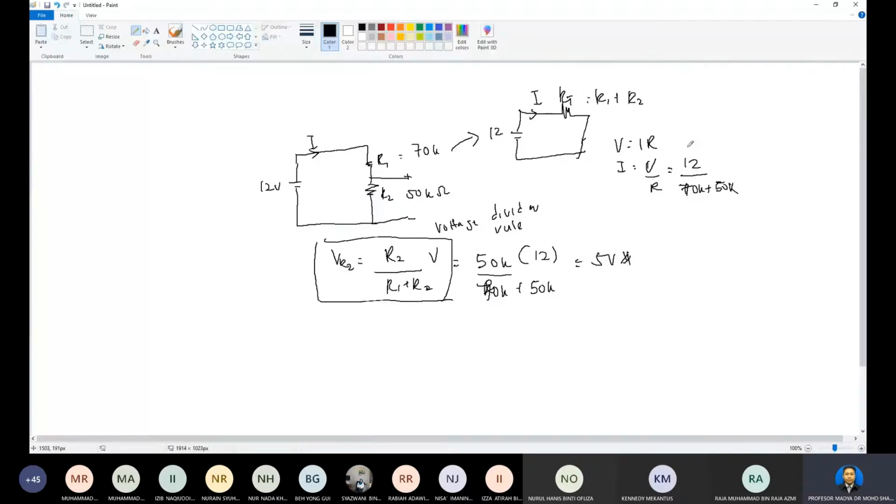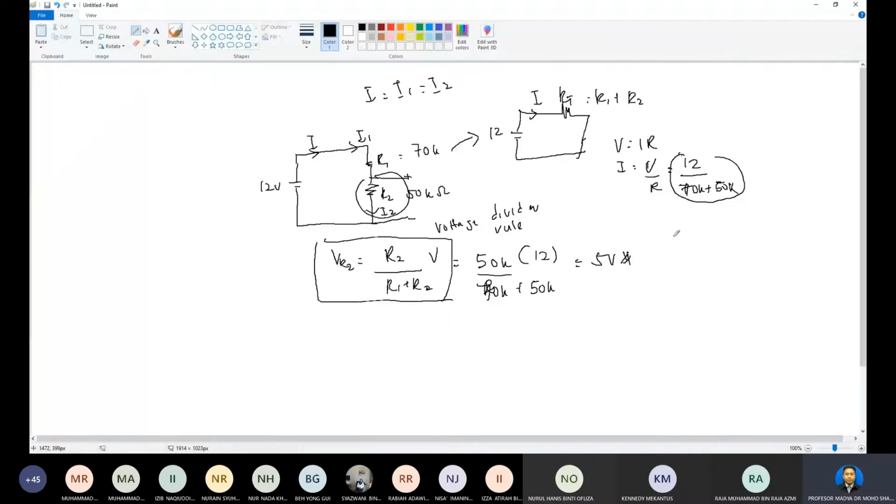That's why you have to remember, current in series will be the same. So the current here and the current here is the same. You can put this as current I1 and this as I2. So the current I equals I1 equals I2. If you want to calculate the voltage here, just use the formula.